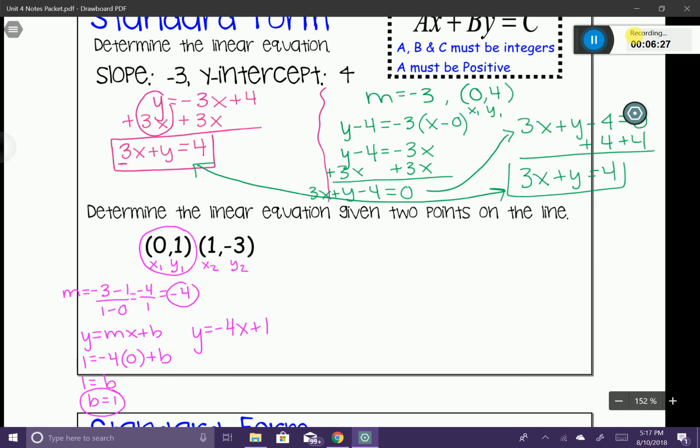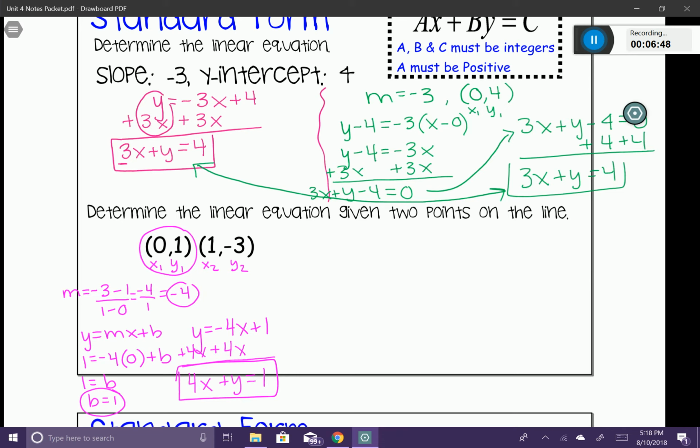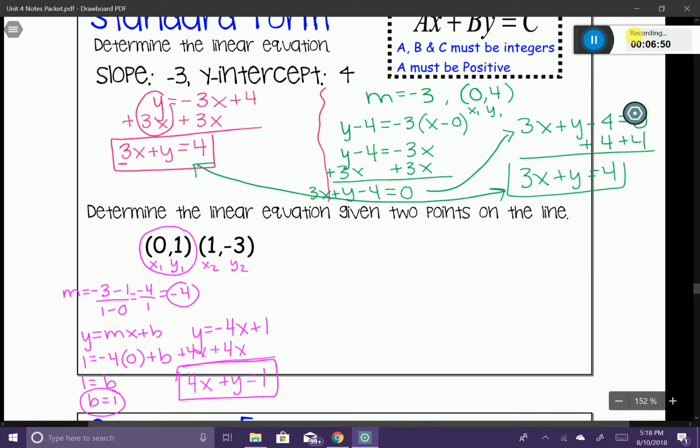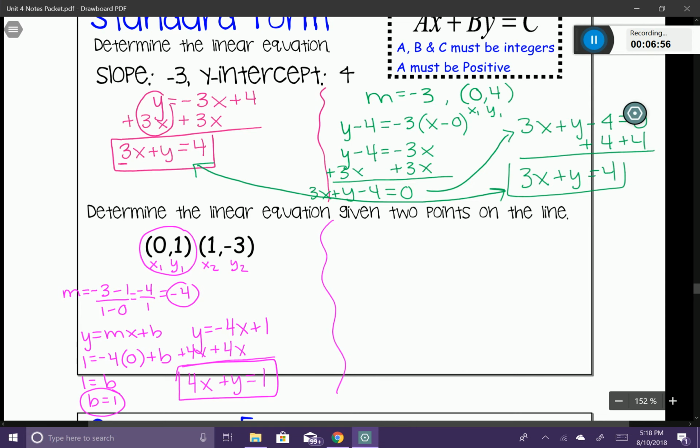So now let's put it into standard form. I'm going to add 4x to both sides. So now I have 4x plus y is equal to 1. And there I have it, there is my standard form of my equation. My a, b, and c are integers, and my a is positive. So that's one way to do it. Now I'm going to take you to the point slope method on how to do it. Again, all you need to choose is one of these methods.